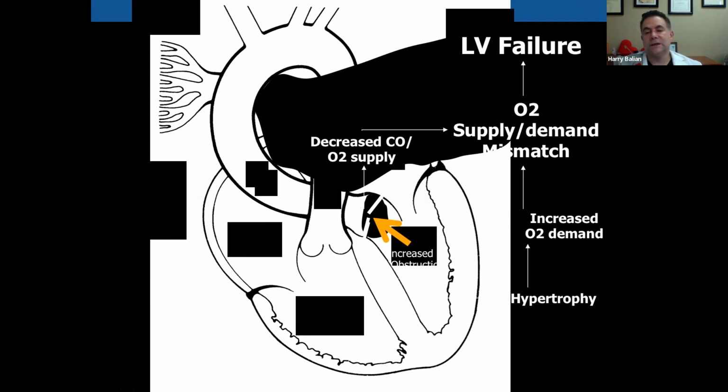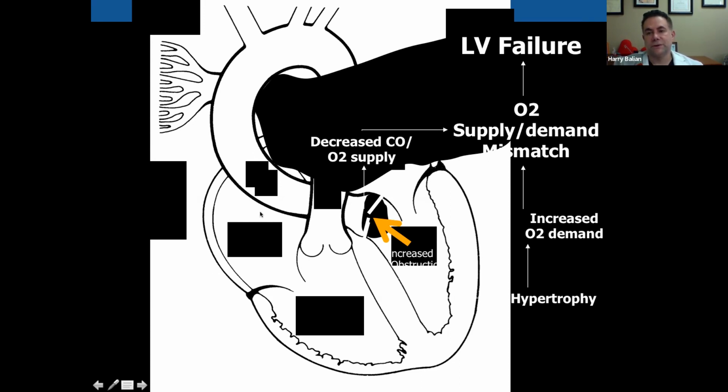And with time, because the heart is pushing so hard, it's going to get hypertrophied. So with the hypertrophied ventricle, you're going to have increased oxygen demand, and then you will definitely have a mismatch between oxygen supply and demand, as you have decreased perfusion to the coronaries, and now you have a thicker heart muscle that the heart needs to nourish.